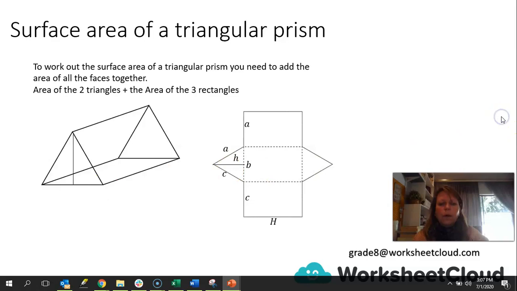All right, so what we would have to do is then also look at the height, and that's with a capital H because the small h is the perpendicular height.